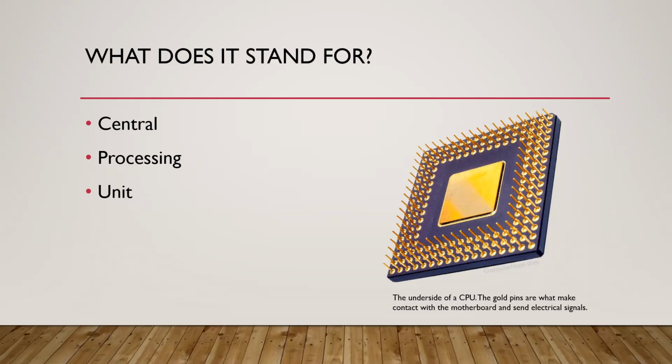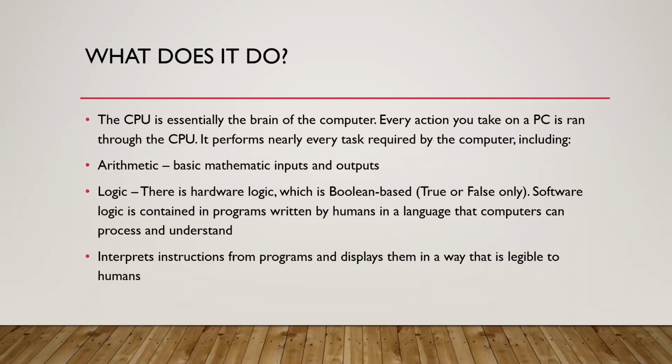So now that we are aware of the actual name of a processor, let's talk about what it does. The CPU is essentially the brain of the computer. So every action you take, as well as the reaction the computer has, comes from the CPU. The CPU also provides basic mathematic inputs and outputs. Another thing that the CPU does, it controls the logic of the computer.